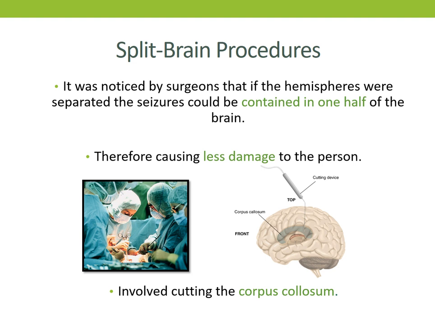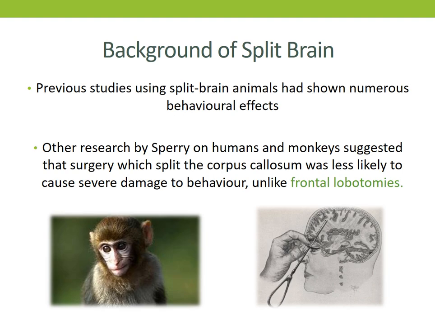Okay, so in some research, other studies using split brain animals have shown that there's behavioral effects, and other research by Sperry on humans and monkeys suggests, though, that it's less likely to cause severe damage in comparison to some other brain surgeries. So other brain surgeries are things like frontal lobotomies. So you can see this drawing here is a frontal lobotomy. Not really something that's done anymore.